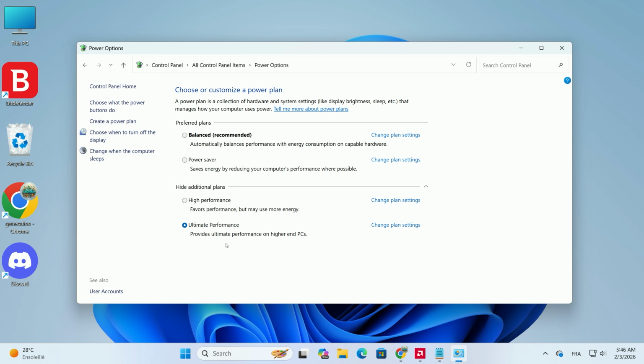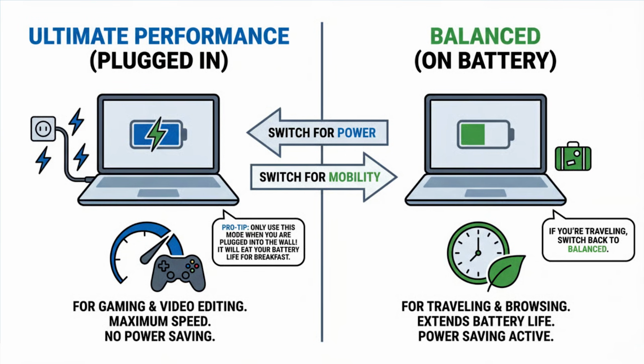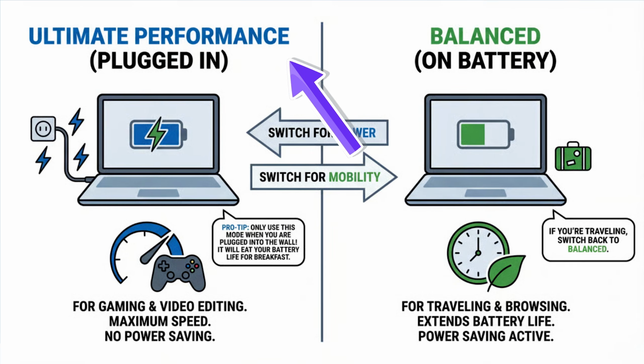However, I have a very important pro tip for my laptop users. Only use this mode when you are plugged into the wall. Because this plan tells your hardware to never save power, it will eat your battery life for breakfast. If you're traveling, switch back to balanced. But for gaming or video editing at your desk, Ultimate Performance is the way to go.